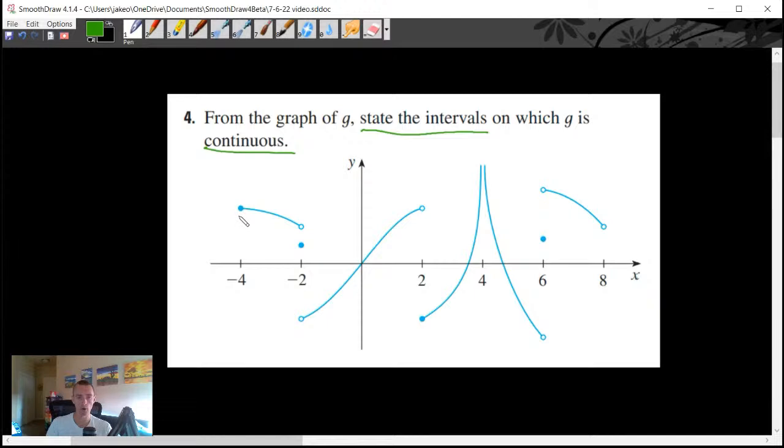Essentially, if we imagine starting from the left and going left to right, what parts of this function can we draw without ever picking up our pen? Well, you can see we're going to start here at x equals -4, and we can draw all the way up until -2. Let me trace along the function. We can start at x equals -4 and move along our blue line, and we would not have to pick up our pencil until we get to x equals -2.